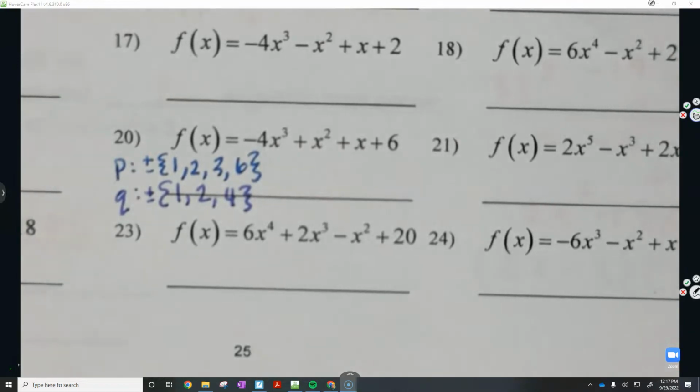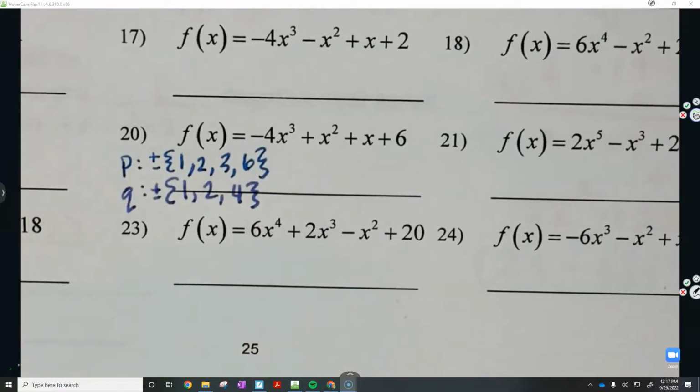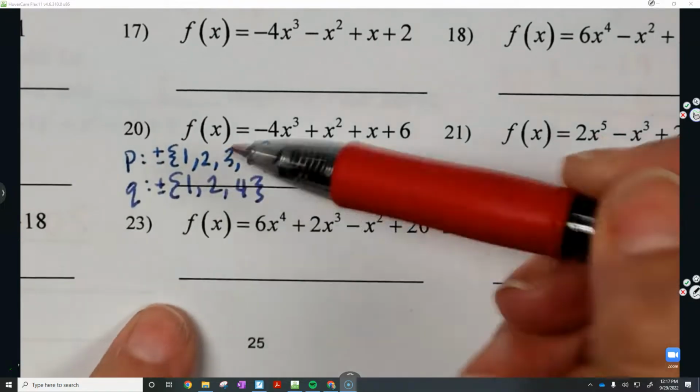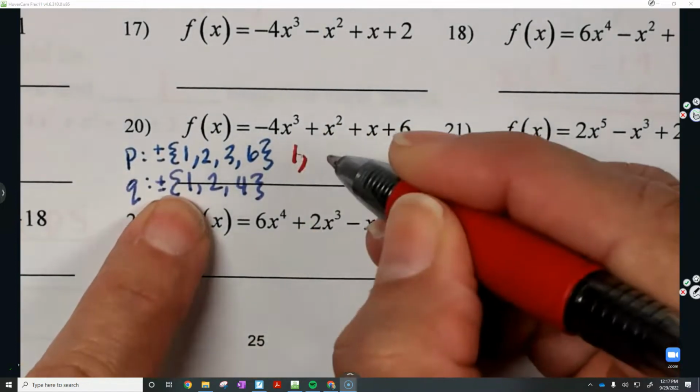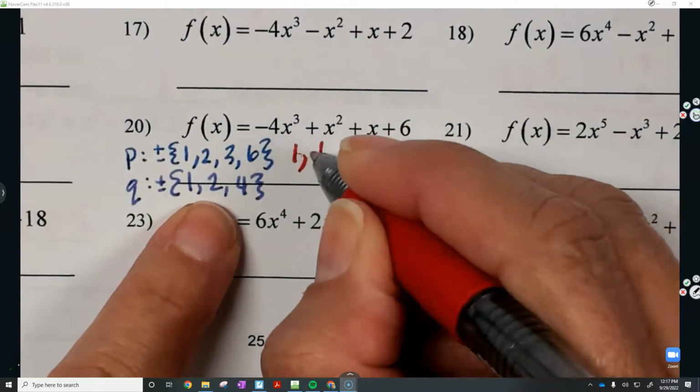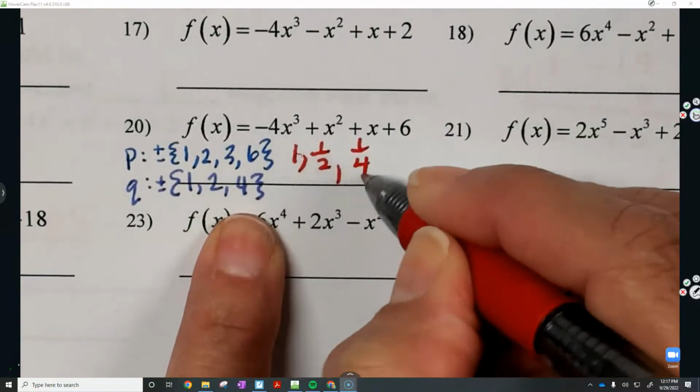Just wanted to see if I can make that a little clearer. Okay. So possible answers are P divided by Q. Don't write any repeats. So we're going to take 1 and we're going to divide it by all of these. 1 divided by 1 is 1. 1 divided by 2 is a half. 1 divided by 4 is 1/4.